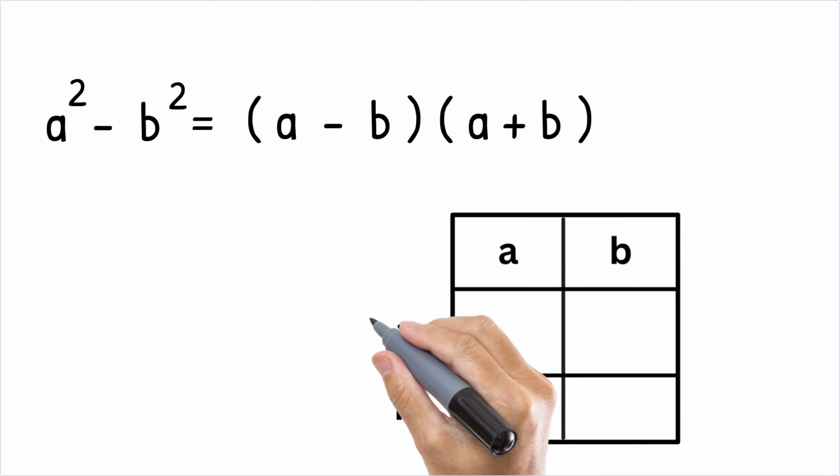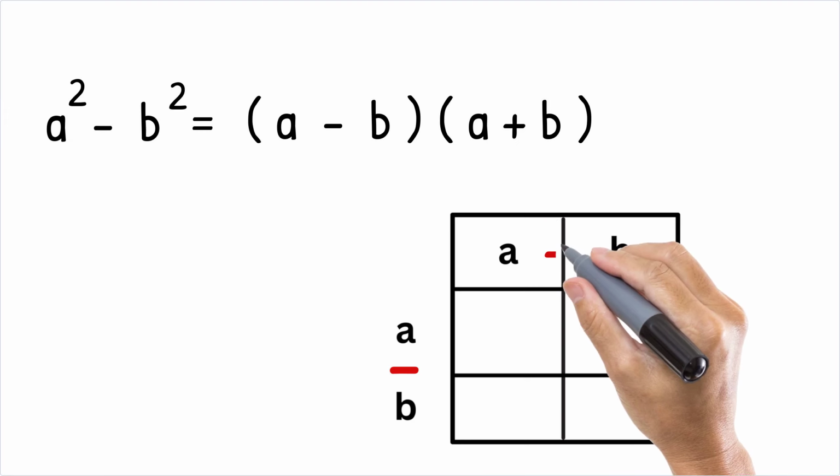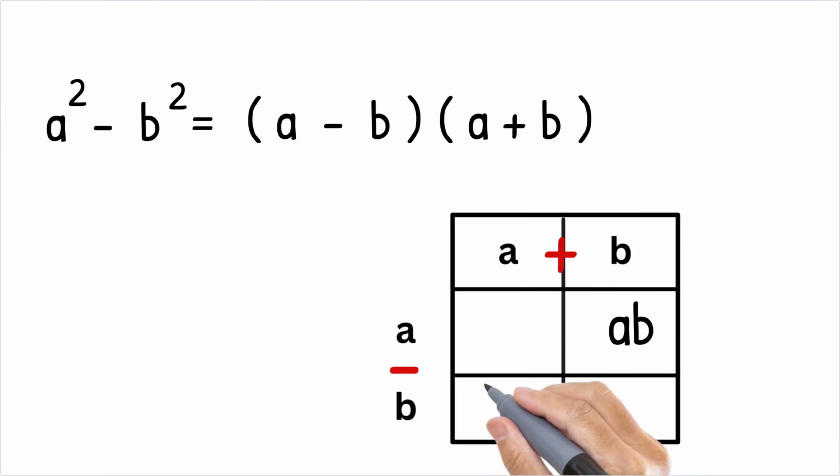Minus b times a is minus ab. Minus b times b is minus b square. Plus ab and minus ab cancel out. The result is a squared minus b squared.